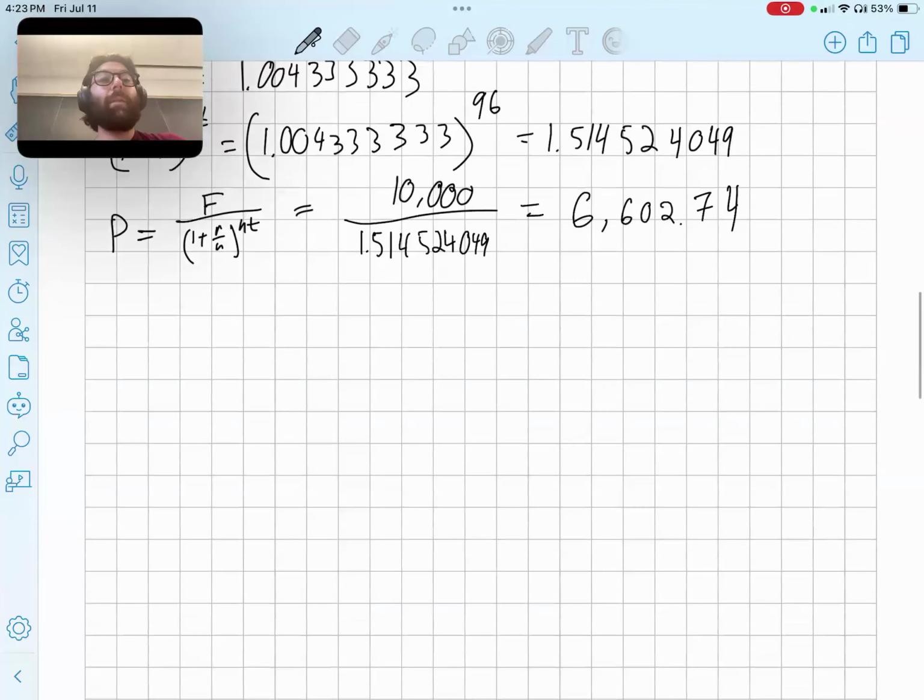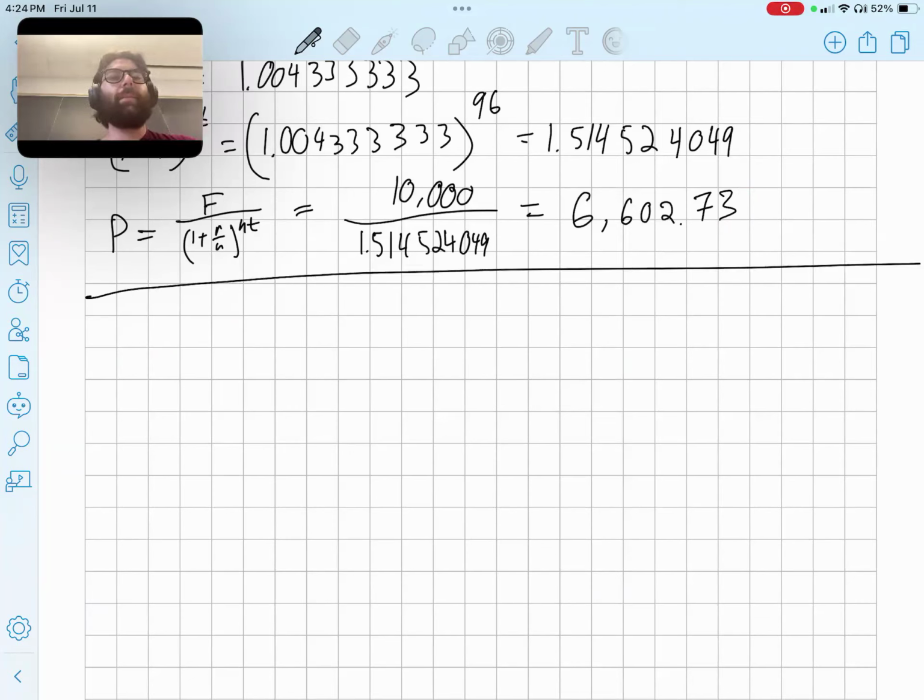$6,602.74. Actually, sorry, never mind. That should be a 73. I'm rounding to the nearest cent. Now, normally you would always round up because when you're saving, you don't want to have less money. You always want to round up. But just for the sake of simplicity, I'm going to keep rounding to the nearest cent.